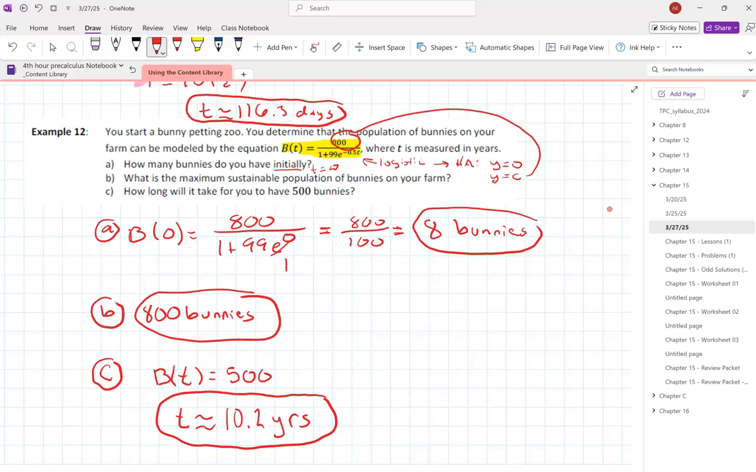What do you guys think on this? I think by year 10, I'm giving a bunny to everybody that comes and visits. Take one home. I have too many of these things. They're eating me out of house and home.